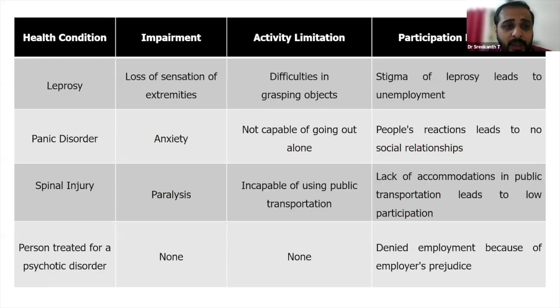So here I have given a few examples to help you understand in a better way. I have given different conditions to discuss impairment, disability, and handicap. If you look at the first condition, leprosy, the impairment is loss of sensation in the extremities. The activity limitation is difficulty in grasping objects. The person with leprosy might have difficulty in fine motor skills. Then the participation restriction could be that the stigma of leprosy leads to unemployment.